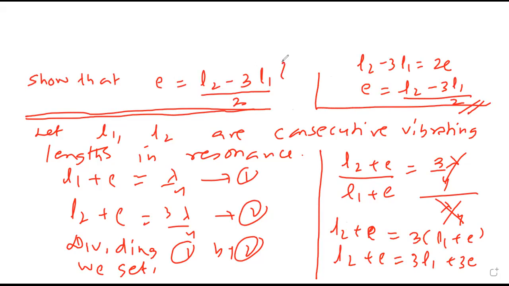Copy. So from the first we got lambda is twice (L2 minus L1). Then for end correction, three formulas we got: 0.3D, then (N1 L1 minus N2 L2) upon (N2 minus N1), and third, (L2 minus 3L1) upon 2.